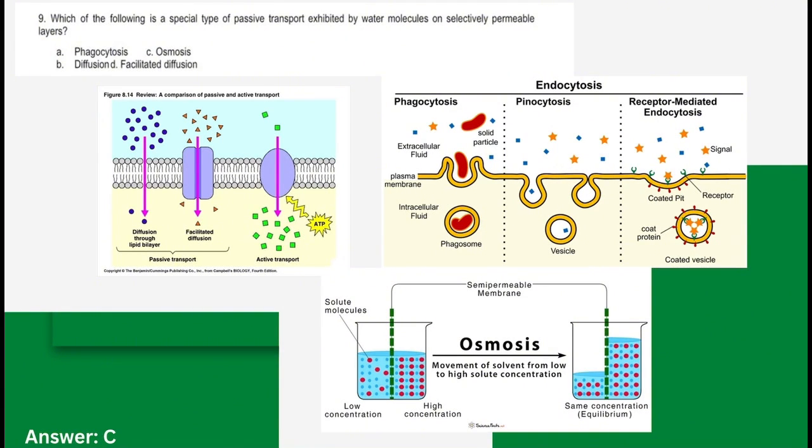Why is it the answer? When we say osmosis, it's a passive water movement through membranes, as you can see in the picture. Okay? So, osmosis is a movement of solvent from low to high solute concentration in a semi-permeable membrane. Okay? Again, osmosis, movement of solvent. What is our solvent here? Water. Okay, coming from low concentration to high solute concentration to achieve equilibrium in a semi-permeable membrane.